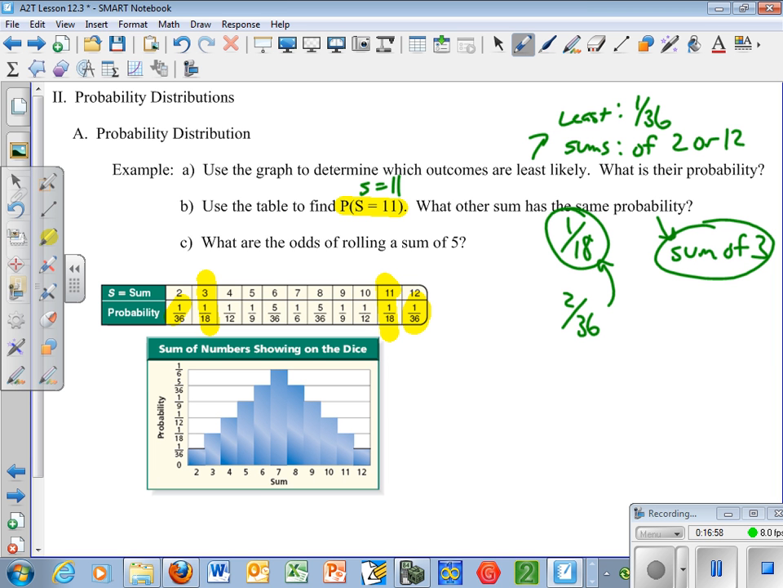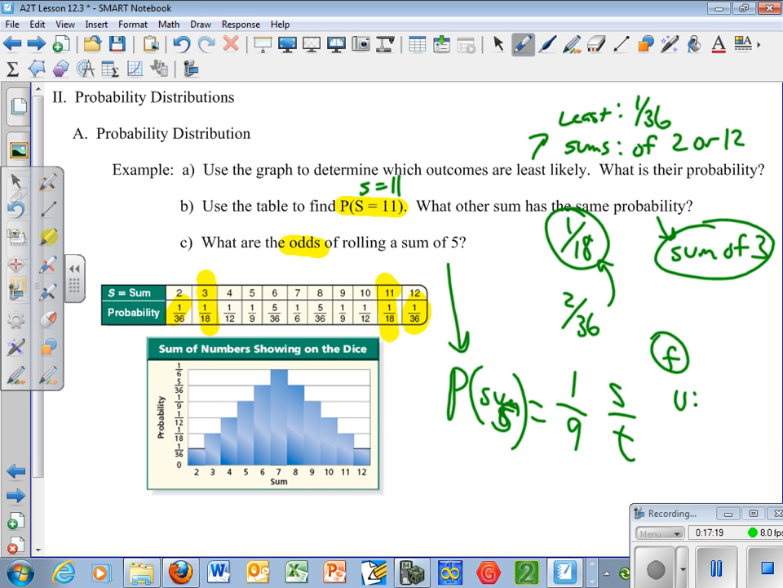What are the odds of rolling a sum of 5? Keyword here is odds. Okay, probability of a sum of 5. If we look at our table, the probability of a sum of 5 is 1 out of 9. That's success to total. So if I want to find failures or unsuccessful, whether you want to call it F for failure or unsuccessful, if there's 1 successful out of 9, that means there's 8 unsuccessful.